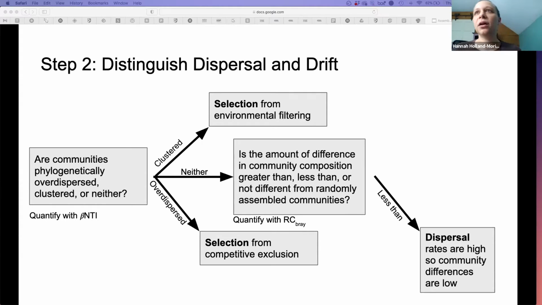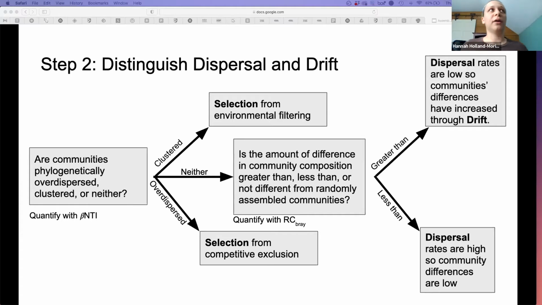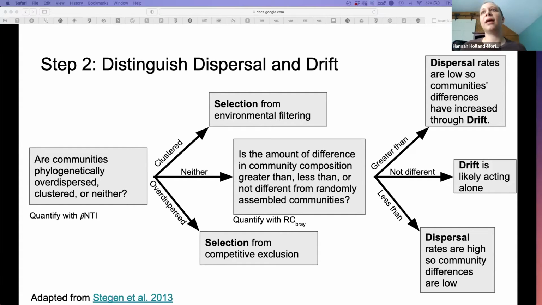On the other hand, next slide, please. If it's greater than you would expect by chance, you say dispersal rates are low. So these communities are diverging from each other because the dispersal between the communities is not keeping them similar to each other. And so instead, the communities are diverging due to drift, where you may lose species due to their abundances. And final slide. Yeah, and then if it's not different than chance, you say drift is acting alone.